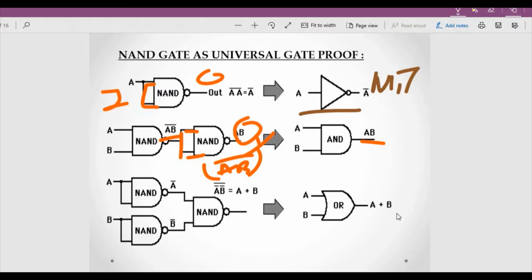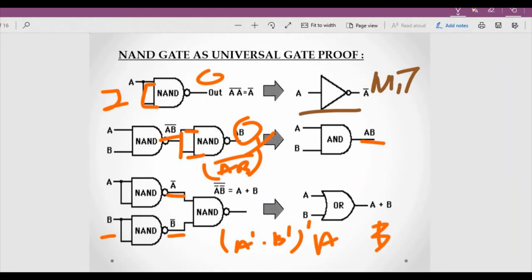Now when we take an OR, we require A plus B. Here we use three NAND gates, two of them as inverters. So from A you get A dash, and from B you get B complement, or B dash. Now when you give these to a NAND gate, you get A dash into B dash, whole complement. The complement and complement cancel each other, so you receive A plus B.